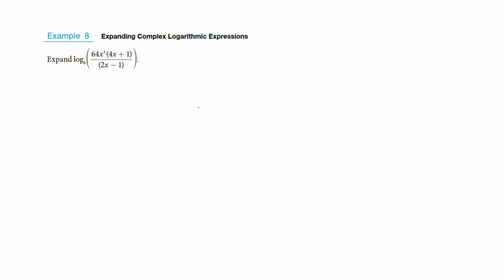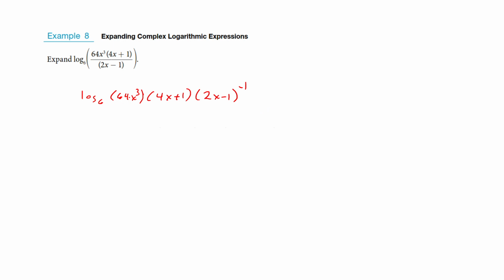All right, now here's where things get crazy, and this is why my trick will be even more important. I'm going to just move everything up to the top. So I'm going to turn this into 64 x to the 3rd, 4x plus 1, 2x minus 1 to the negative 1. Do you see what I've done? I've just given this an exponent of a negative 1 by moving it up top. Okay, now all I need is the products and the exponents.